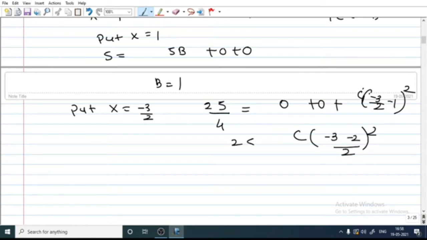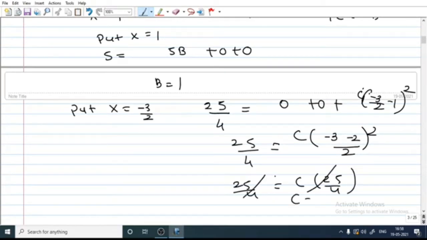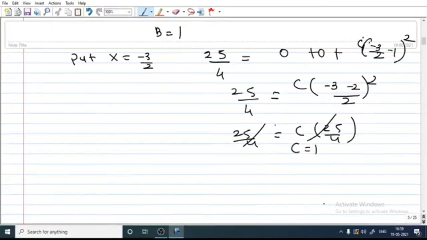Here it was 25 by 4. Here also we should go step by step, otherwise we will make some mistake. So finally here we have C into 25 by 4 only. You can see both will cancel out and we are left with C equals 1. So we got the B value and the C value.